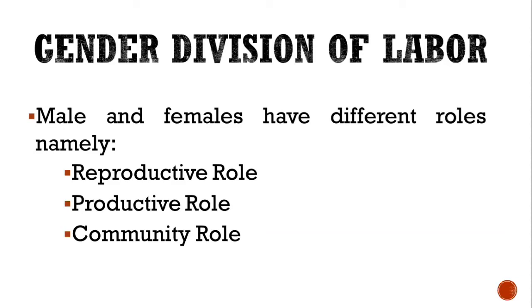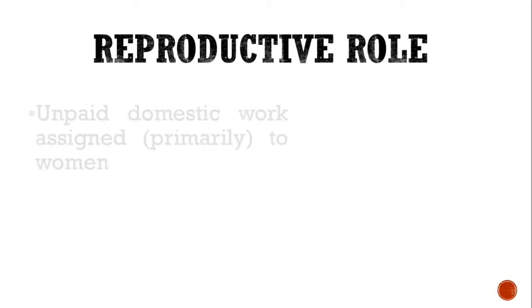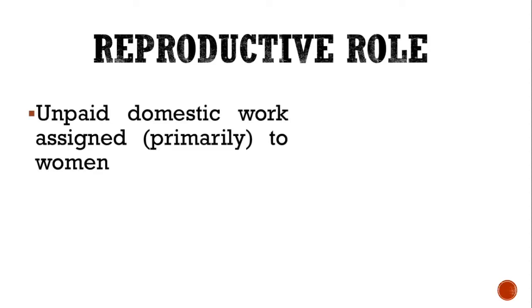Reproductive role, productive role, and community role. So these are the three divisions of gender labor or gender division of labor. So first one, let us talk about what is reproductive role. In reproductive role, it is the unpaid domestic work assigned primarily to women.